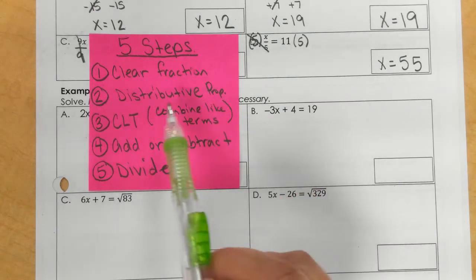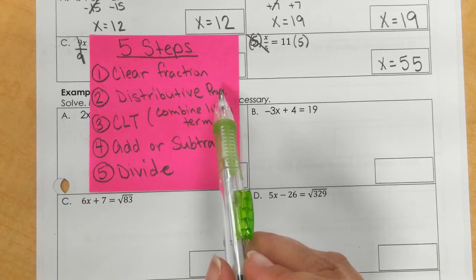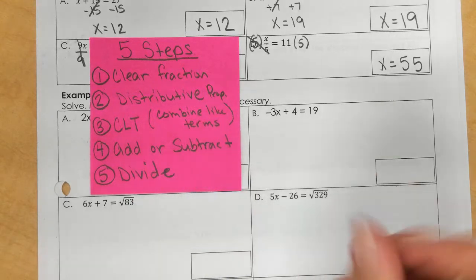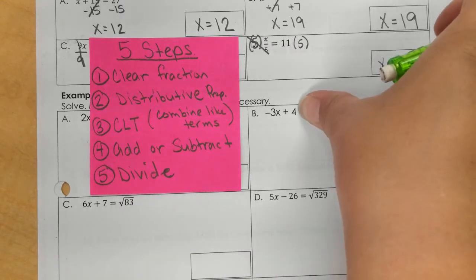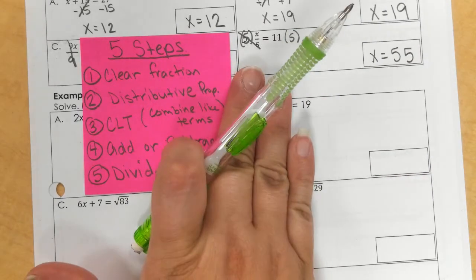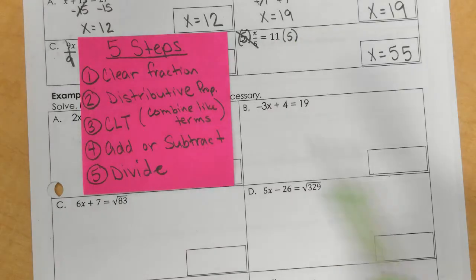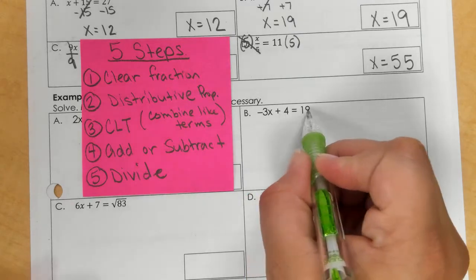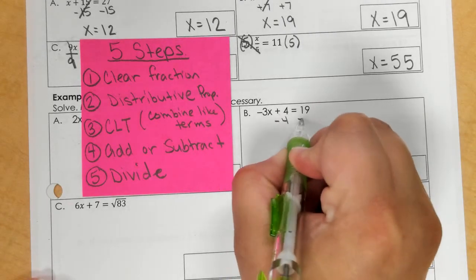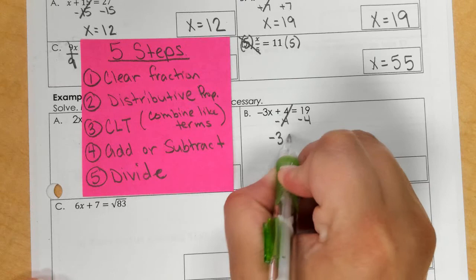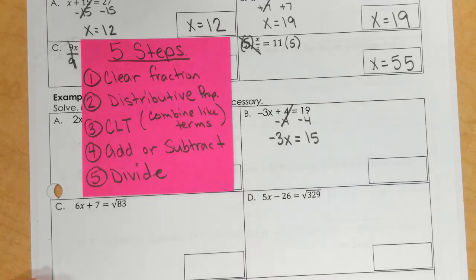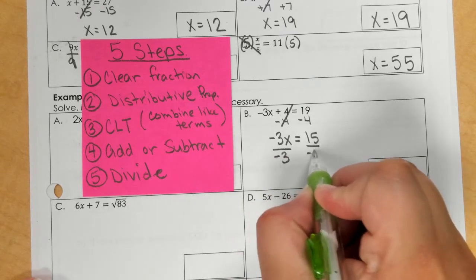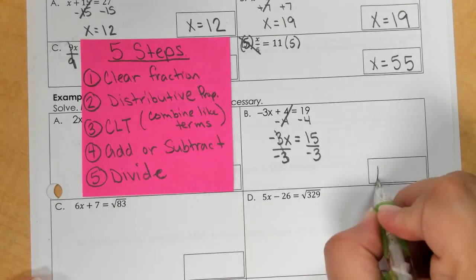No. Do we have distributive property or parentheses? Again, no. Can you combine your like terms on the same side? So can these combine? They cannot. And nothing else can combine with 19. Okay? Can you add or subtract something? Absolutely. We can get this positive 4 to the other side. So I'm going to subtract it. Then, last step is to divide. So if I divide, we get negative 5.